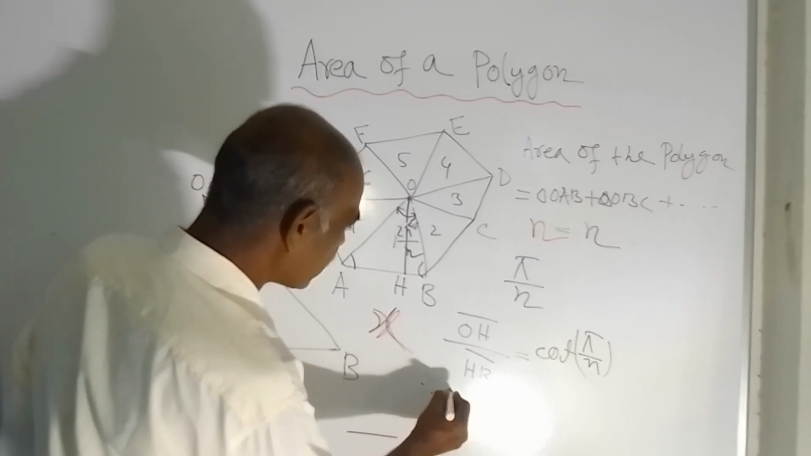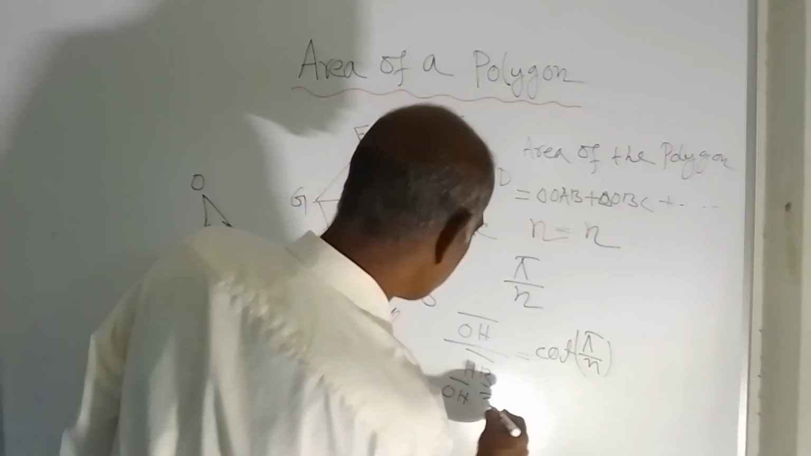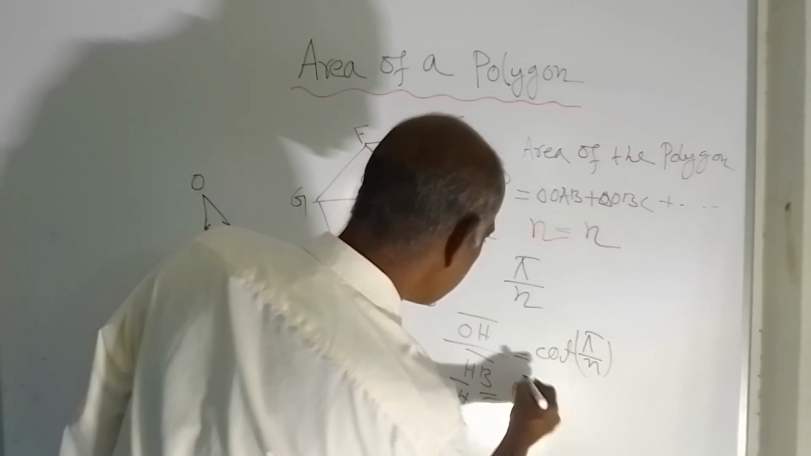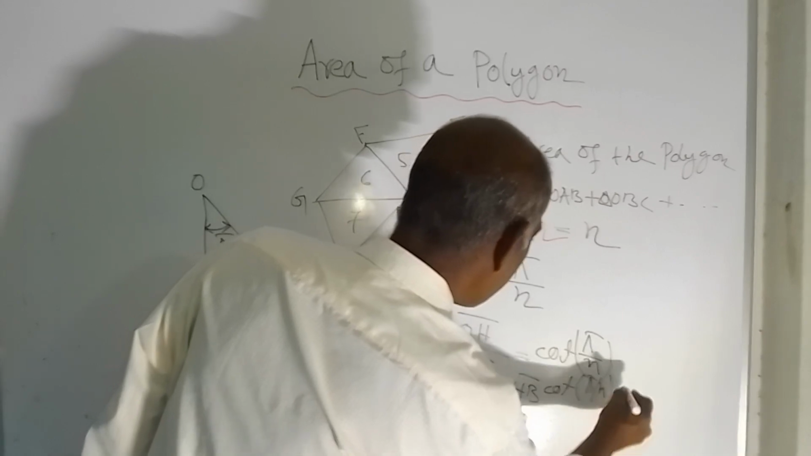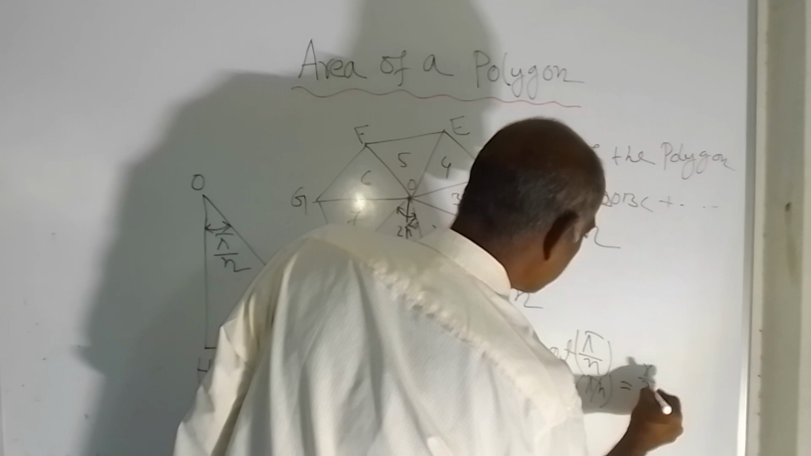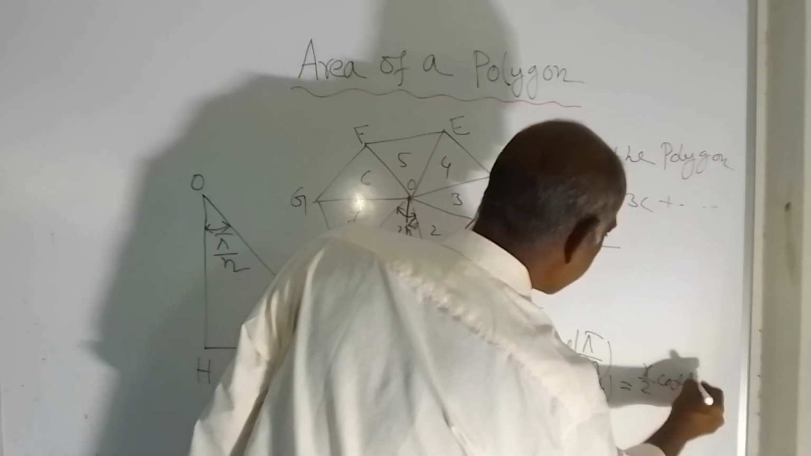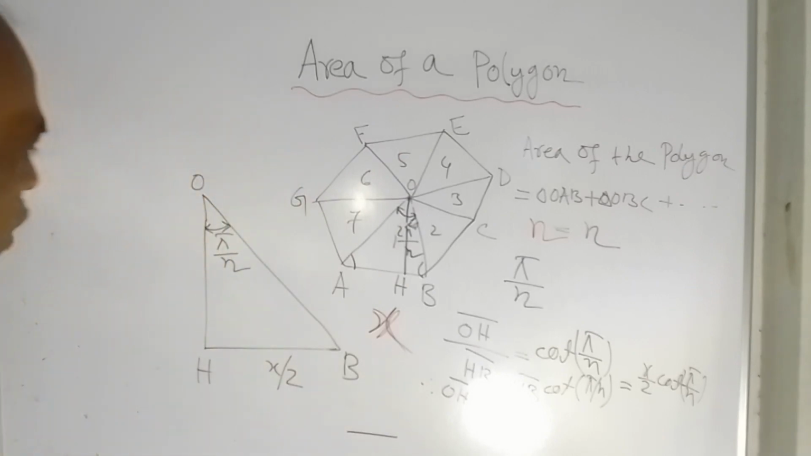Therefore, OH was the requirement. OH is equal to HB into cot pi by n. And HB is how much? HB is x by 2. So OH is x by 2 cot pi by n.